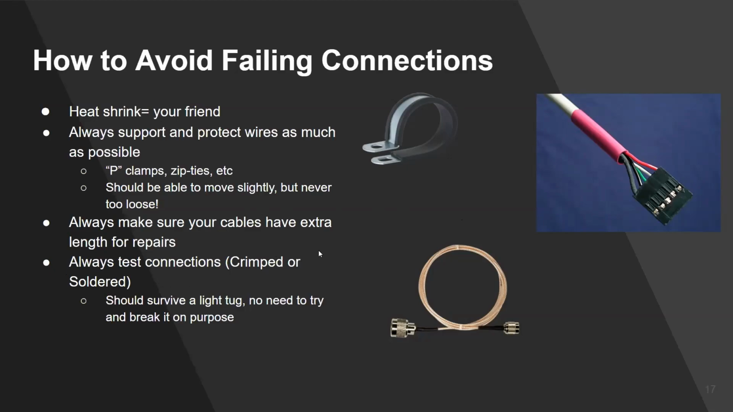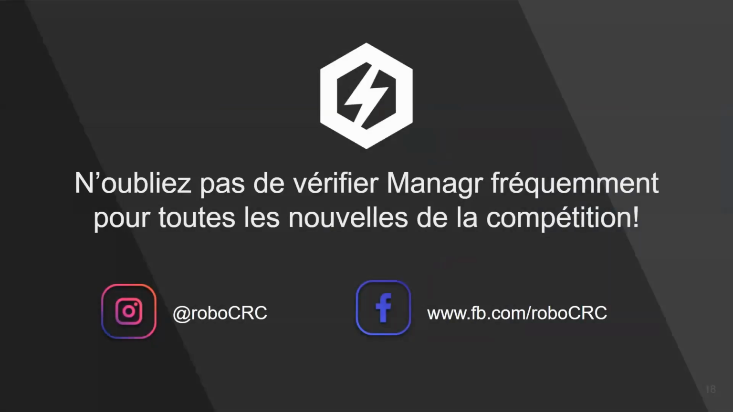Always test your connections, whether they're crimped or soldered. So make sure that it's a tight tug. Just don't yank it to an extreme. Don't completely test it. Don't play tug of war with it, but give it a quick, very dry tug, just to see if it'll hold together. If it does, it should be fine, and you can put it onto your robot. So always test your things out before you add them.